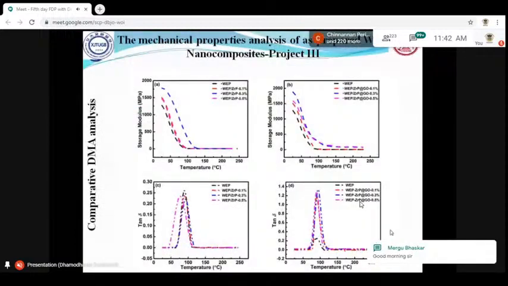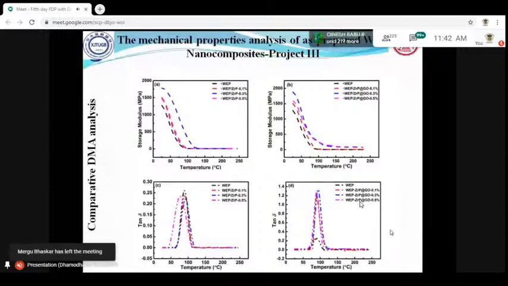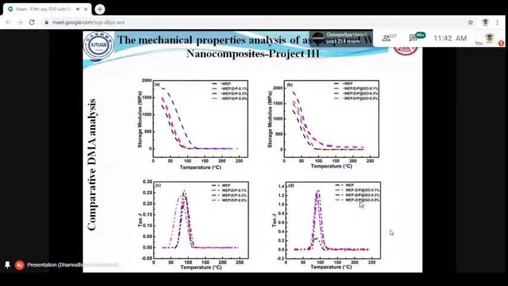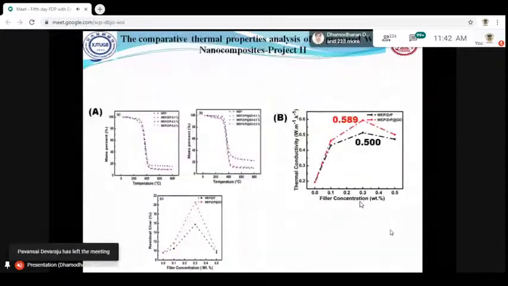The DMA analysis shows around 1700 megapascal storage modulus for zirconium phosphate, and the zirconium phosphate decorated GO is showing around 1900. The tan delta is also increasing remarkably, but not as impressive as in my first project. So here is the thermal property analysis.